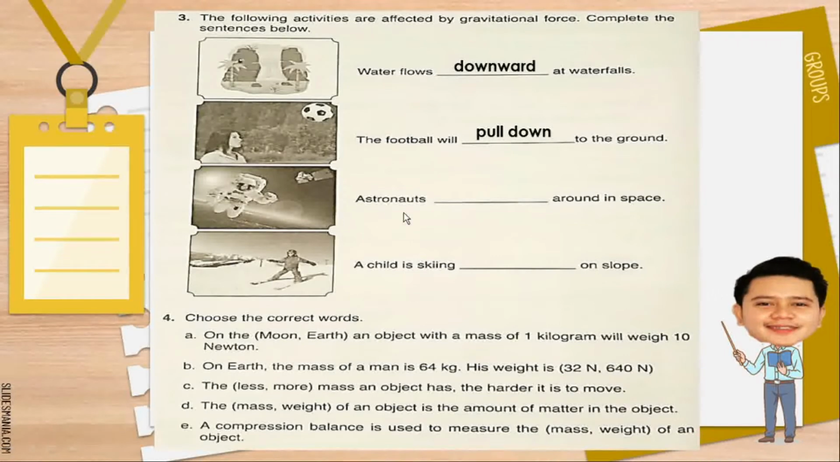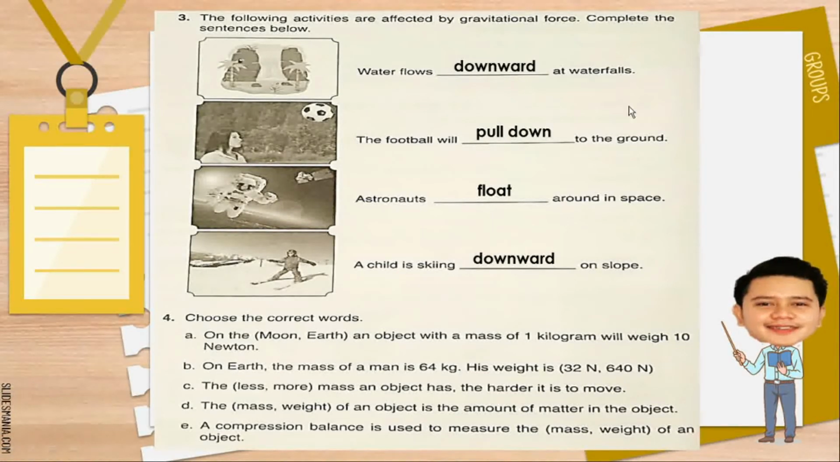Next, astronauts blank around in space. So what do you think is the correct answer from the vocabulary words? We have a float. Very good. Next, a child is skiing blank on slope. So what do you think is the correct answer? That is also a downward. So a child is skiing downward on slope.